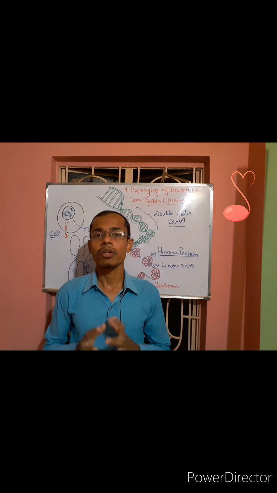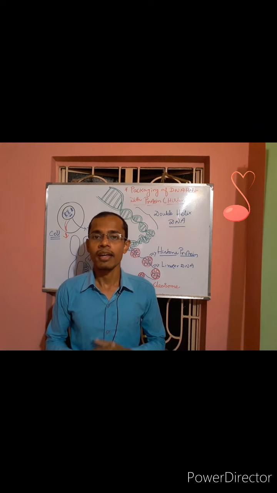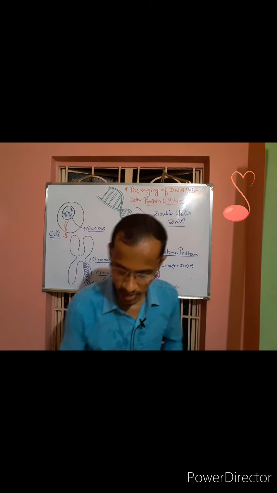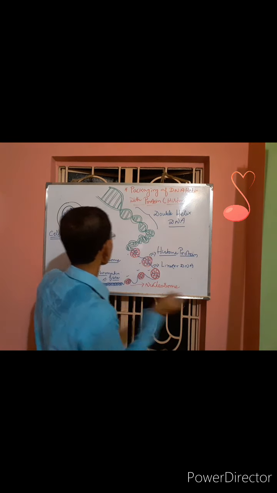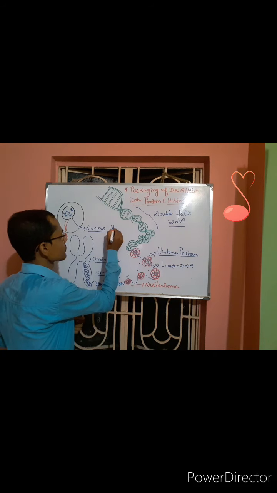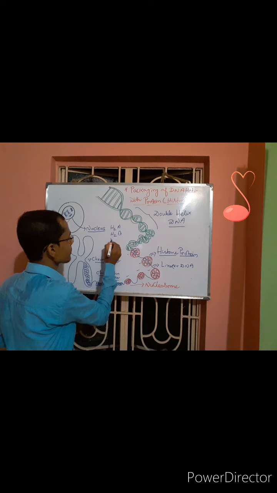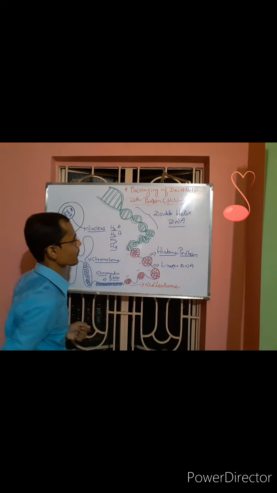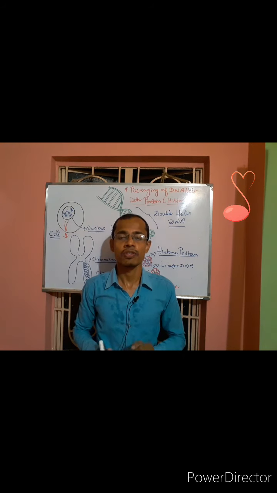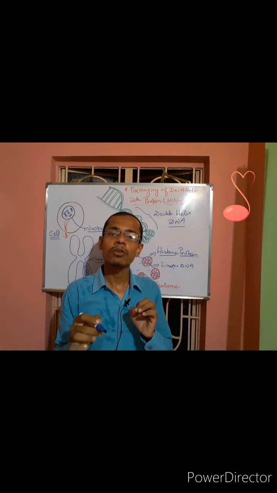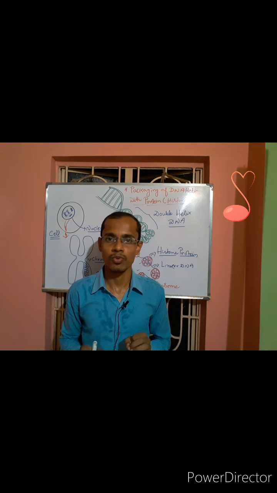Histone proteins are a kind of alkaline protein. In our body there are four types of histone protein: H2A, H2B, H3 and H4. Four types of histone proteins are there in our body, and DNA molecules will wrap around these histone proteins.